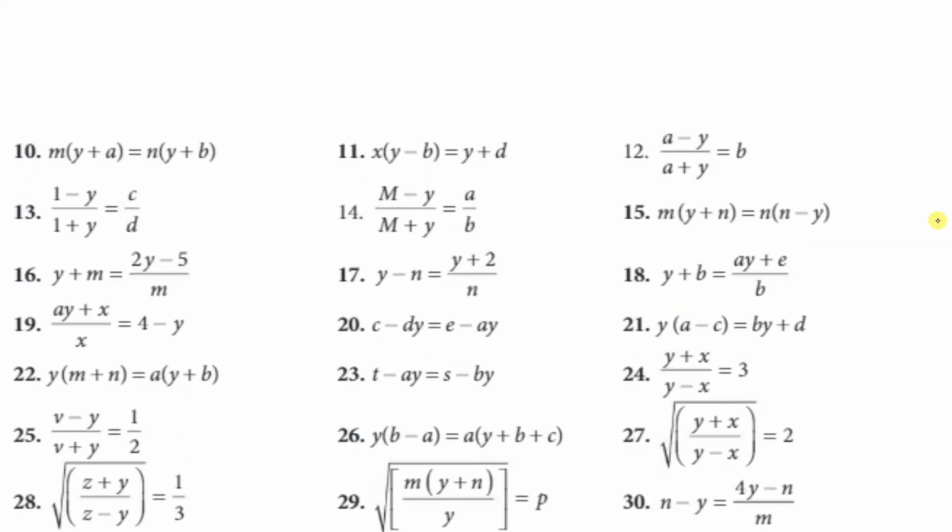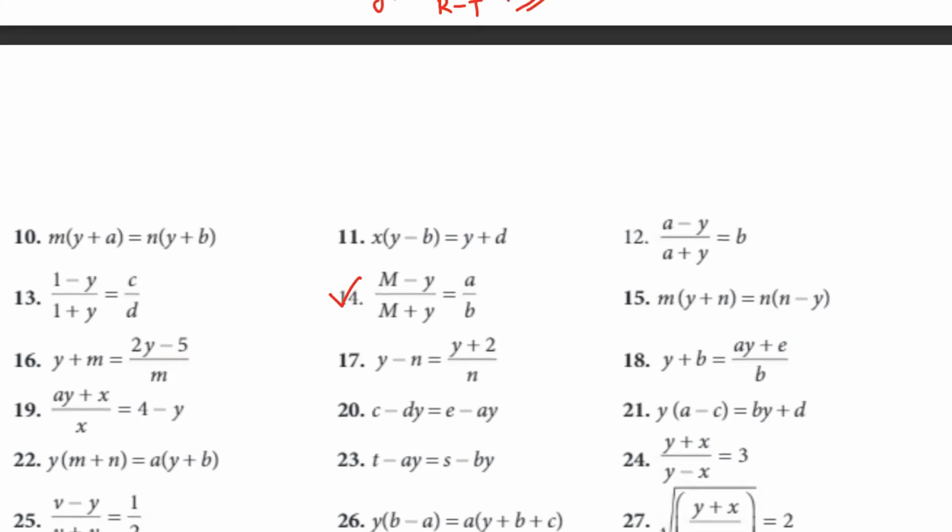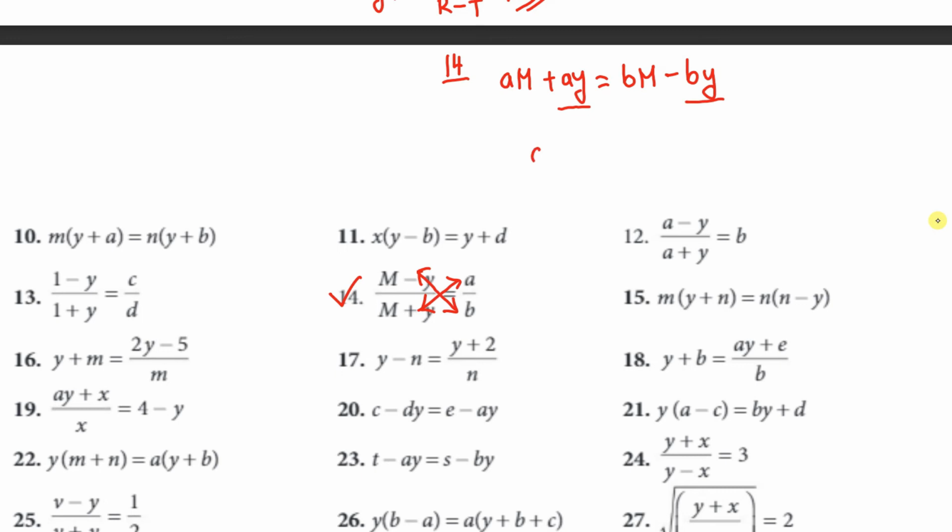So let me see another question. Say question number 14. If we see question number 14, that equation we can cross multiply on both sides. This is the term we needed to cross multiply, which you can write am plus ay, and that side if we cross multiply and write on the right side, it is bM minus by. Our target is to make y the subject. So here is the term with y, here is the term with y. So take it to one side, we can take it on the left side, ay equals bM minus aM we can write.